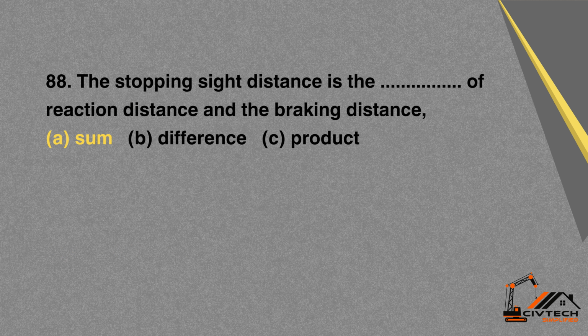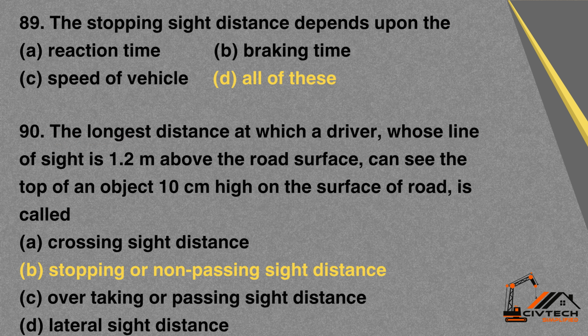88. The stopping sight distance is the of reaction distance and the braking distance: A. Sum, B. Difference, C. Product. Correct option: A. Sum. 89. The stopping sight distance depends upon the: A. Reaction time, B. Braking time, C. Speed of vehicle, D. All of these. Correct option: D. All of these.